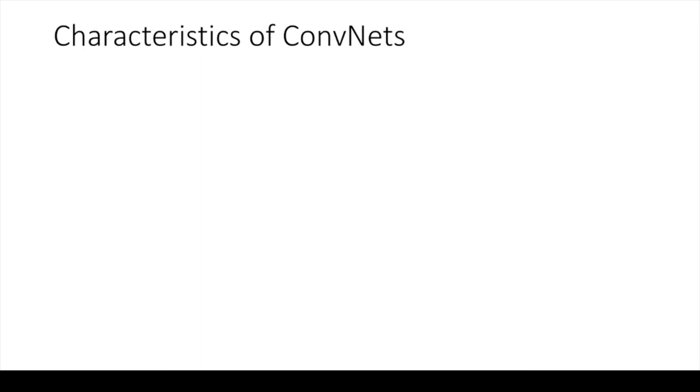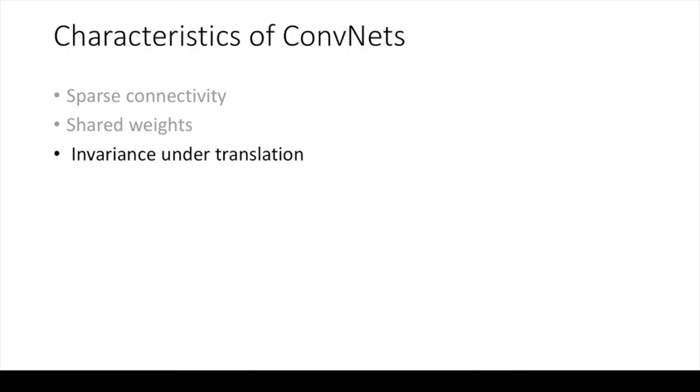Finally, what are some of the main characteristics of ConvNets? First, they have sparse connectivity, as opposed to the full connectivity of standard networks. Second, they have shared weights, since all the units in a particular map of a hidden convolutional layer share the same kernel, and thus share the same configuration of weights and biases. Third, and as a consequence of the two previous characteristics, a ConvNet is able to recognize an object across changes in position, lighting, and other variables.